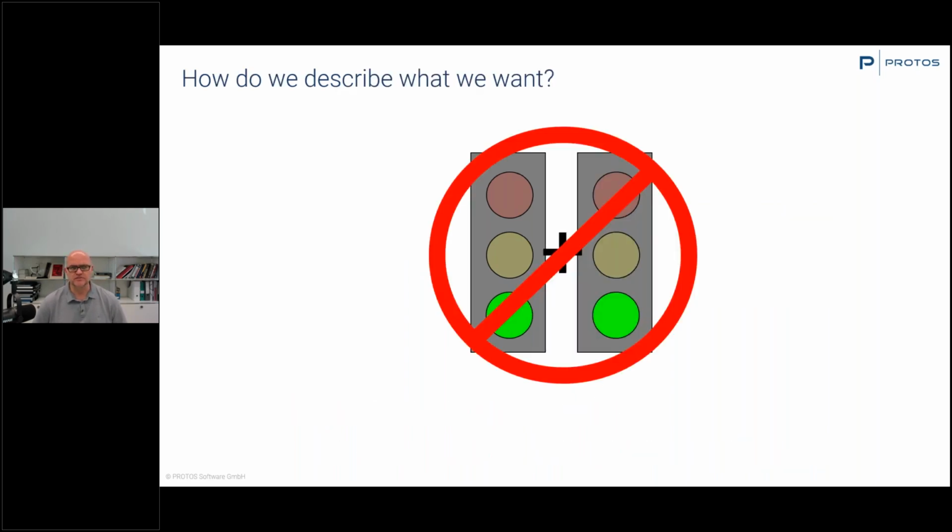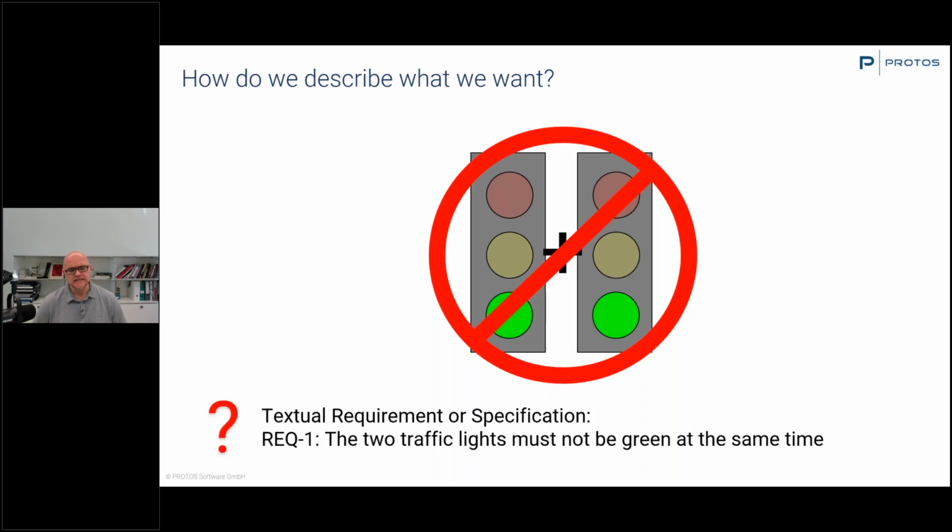That's always the question. The first thing I have to do is I need to describe what I want to avoid. So how do I describe what I really want? Very often we have textual requirements or specifications. For example, in this case, requirement 1, the two traffic lights must not be green at the same time. So that's not very formal. I can understand that, but how can I express this more formally?